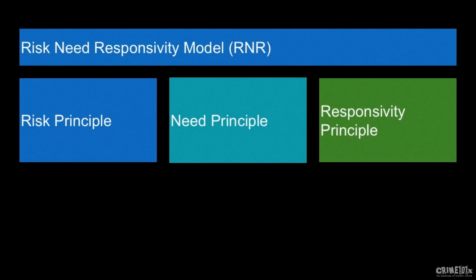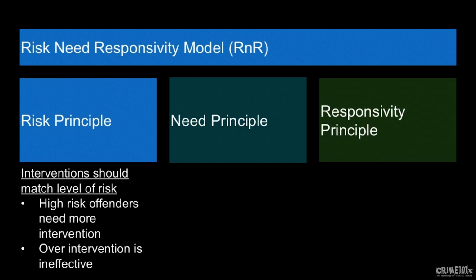Now, when it comes to actually managing risk, the current gold standard approach for risk assessment and management is the Risk Needs Responsivity Model, or RNR model. This model was proposed by Andrews, Bonta, and Hoge in 1990. This model outlines three core principles for effective offender classification and rehabilitation.